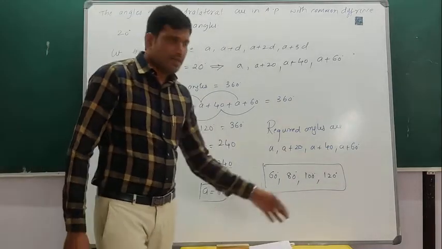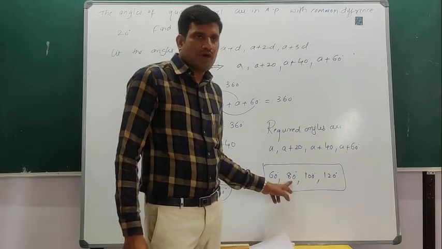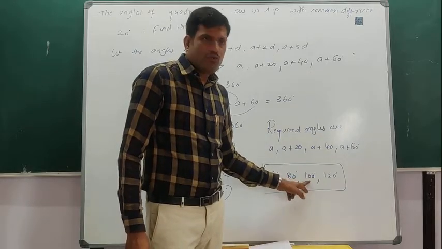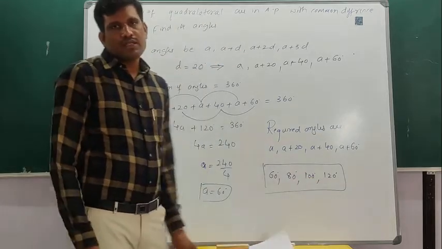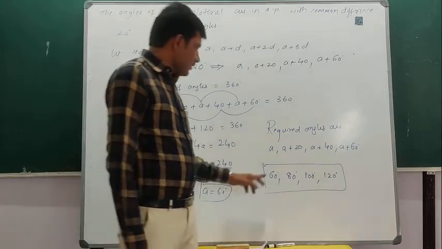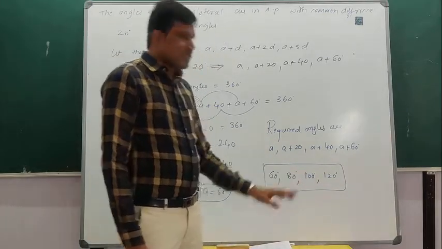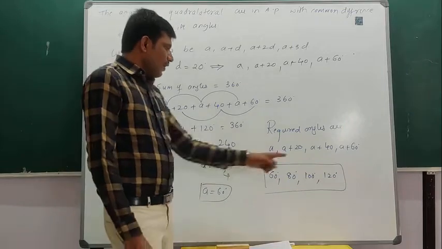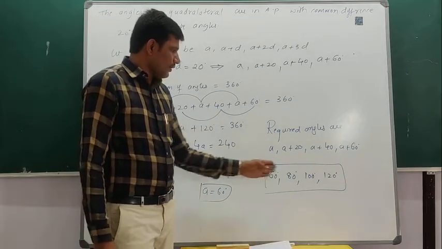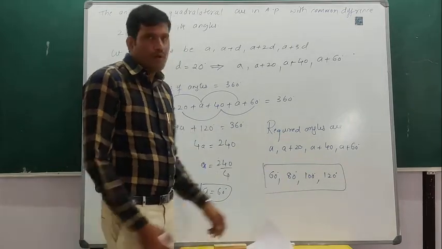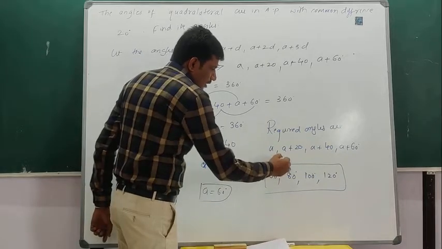So if you add, you will get 360. Check here: 60 plus 80 is 140, 140 plus 100 is 240, 240 plus 120 is 360 degrees. So the required angles of the quadrilateral are 60, 80, 100 and 120 degrees. These angles are in AP. What is the common difference? 80 minus 60, 20 degrees.